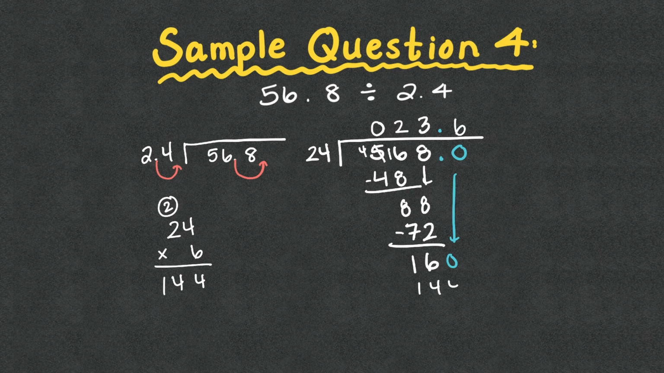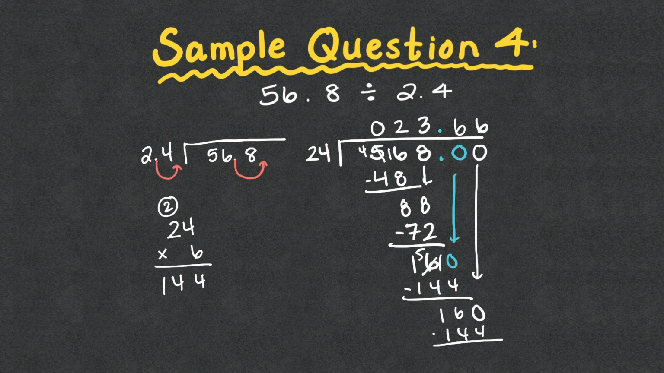We did all the work. Subtract. We get 16. We could keep going. Now I start to notice that a pattern is going to arrive every time, because if I did 6 times again, that's going to be 144. If I subtracted, I do get 16 again if I added a 0 and bring it down. So we could write it as 23 and 66 hundredths, 67 hundredths, depending on if it asked us to round.